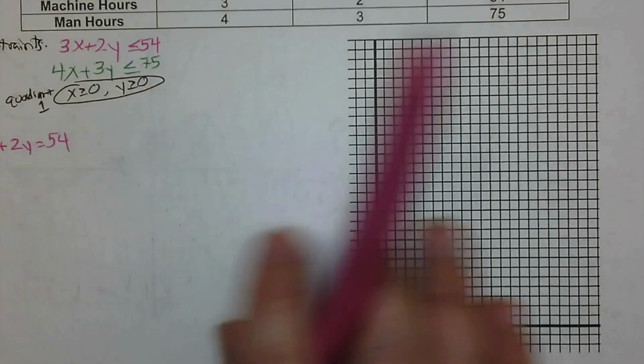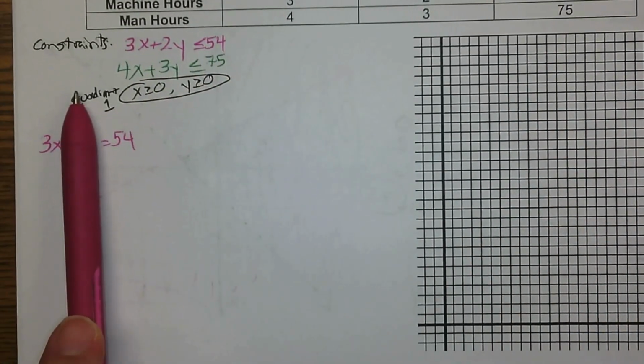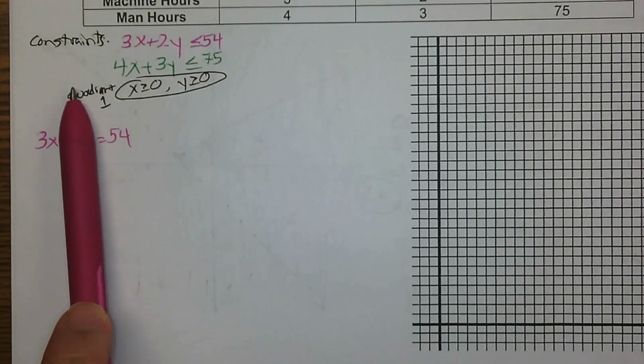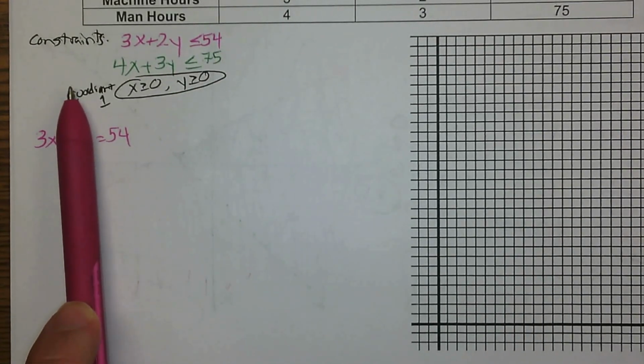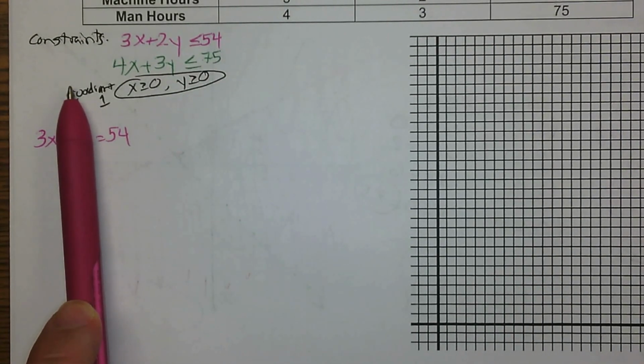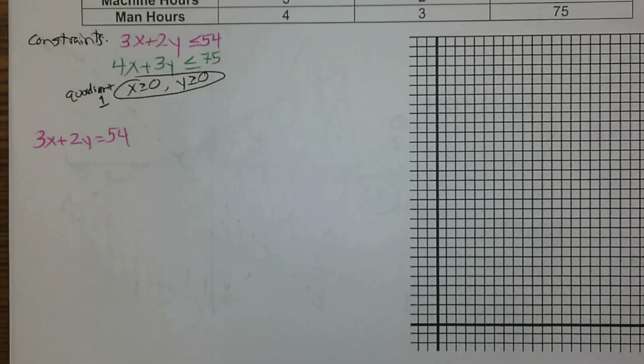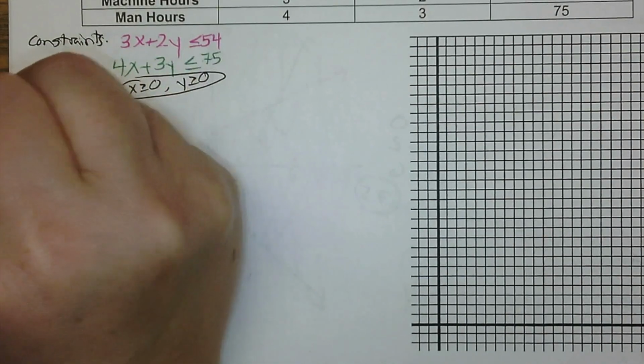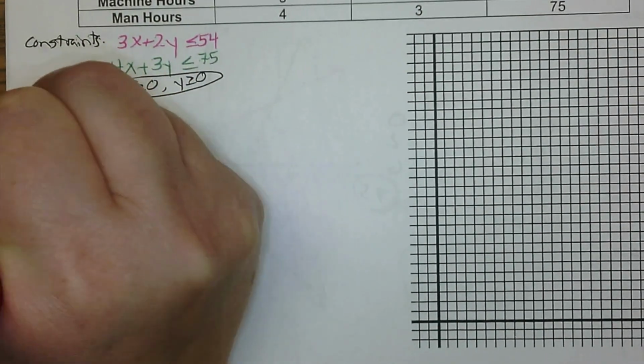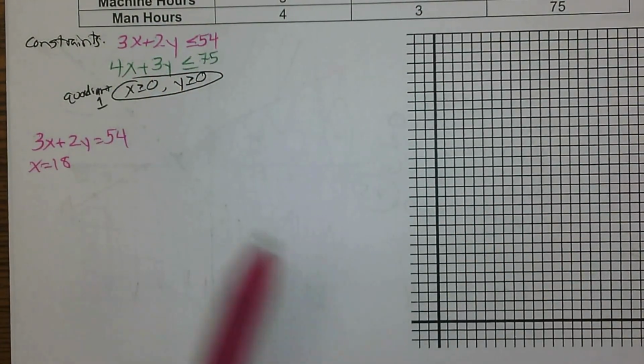So 3x equals 54. 54 divided by 3. Let's see here. 3 goes into 30 10 times. The difference from 30 to 54 is 24. 3 goes into 24 8 times. So that means x equals 18, 10 plus 8.